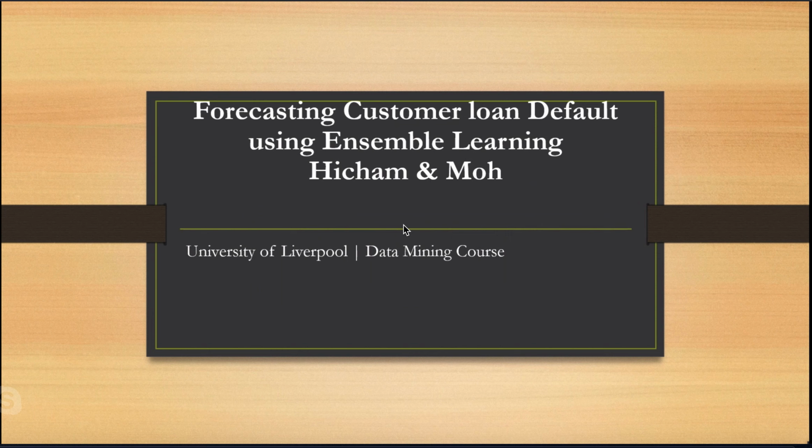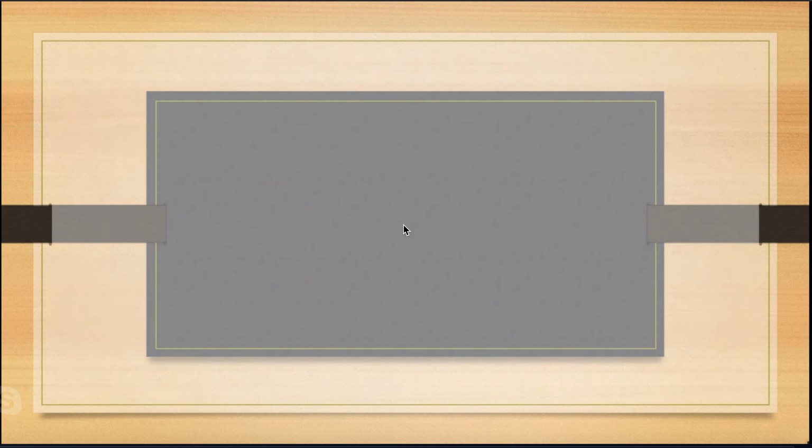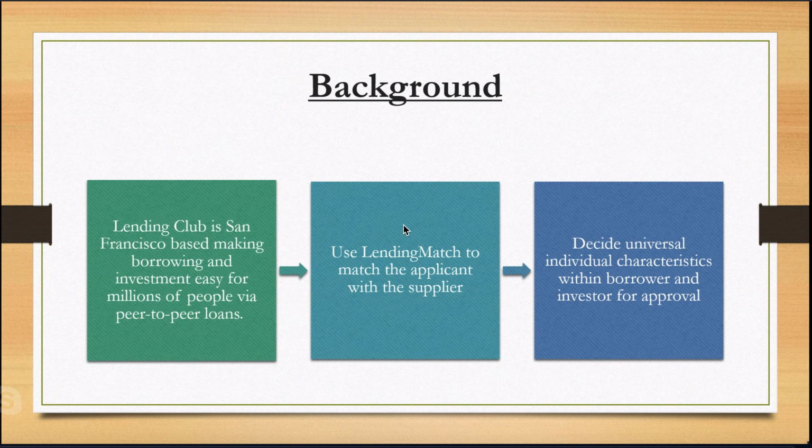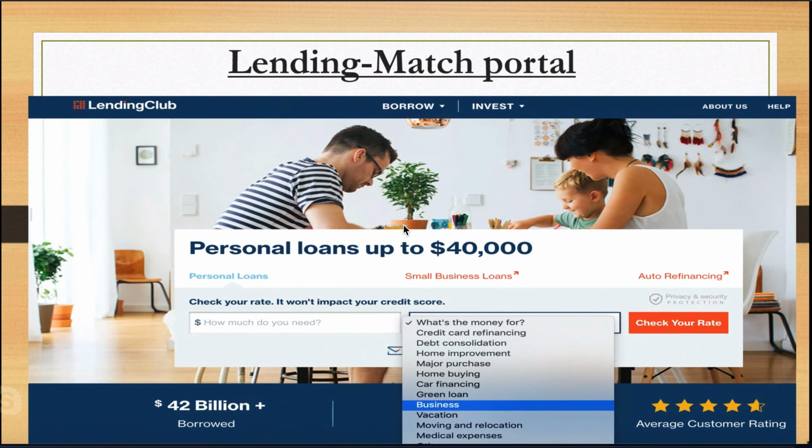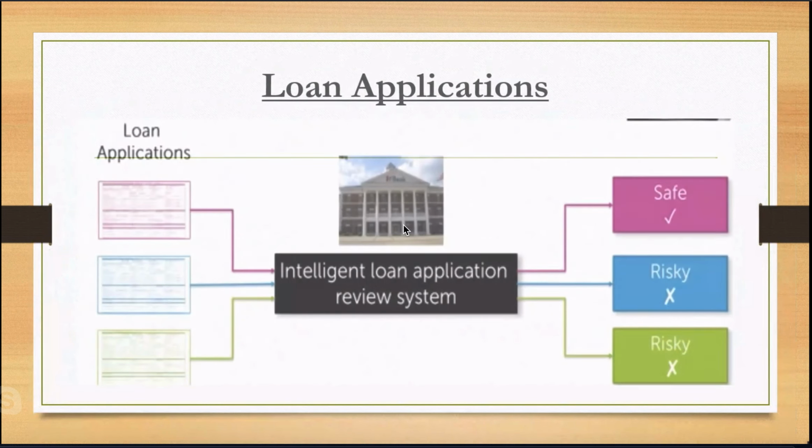Hi everyone. Here is our presentation, which basically revolves around forecasting customer loan default using the ensemble learning method. We got the data from Lending Club, which is a San Francisco-based company. They use a lending match portal where they get applicants' information and decide whether to give them a loan or not. As you can see with their portal, you can get a loan of up to 40,000. They use different machine learning techniques.